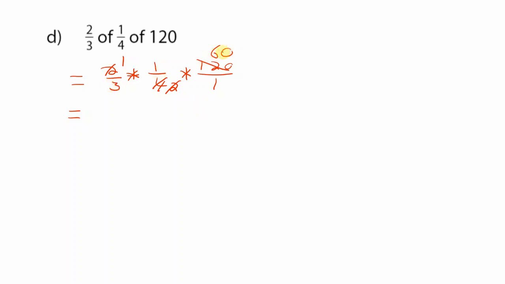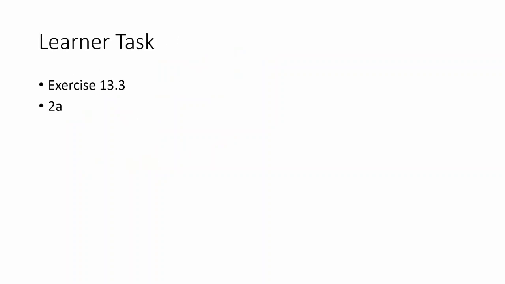Well, 3 and 60, they can cancel to an extent. So 3 can go into itself once. 3 can go into 60 20 times. So we have at the top 1 times 1 times 20, which is 20. At the bottom we have 1 times 1 times 1, which is simply 1. 20 divided by 1 is 20. So we end up with a nice round number. So your task is to do number 2A of exercise 13.3.